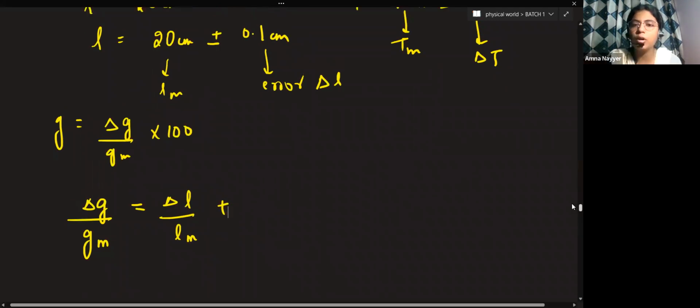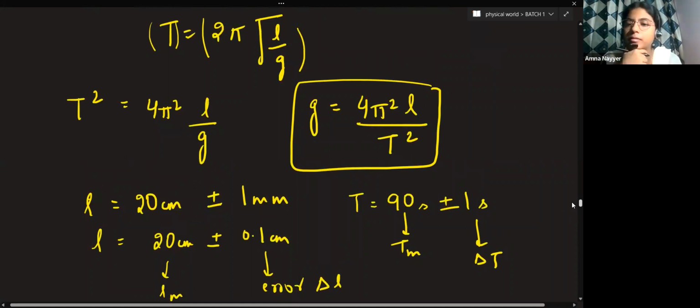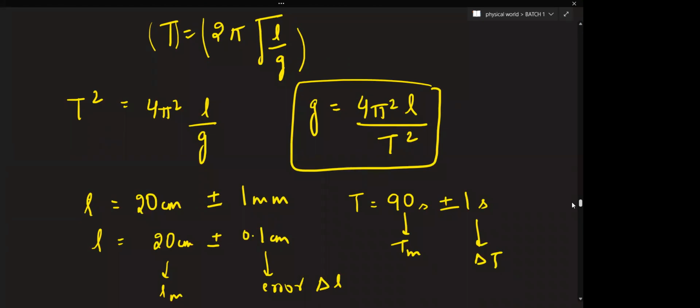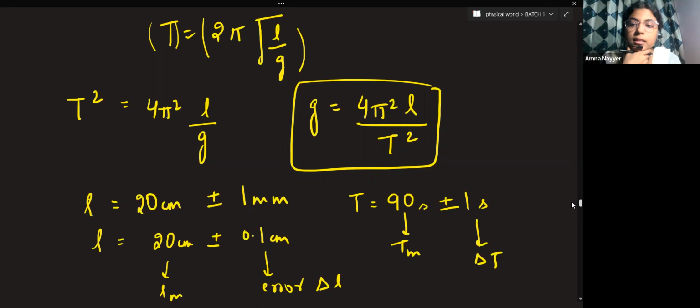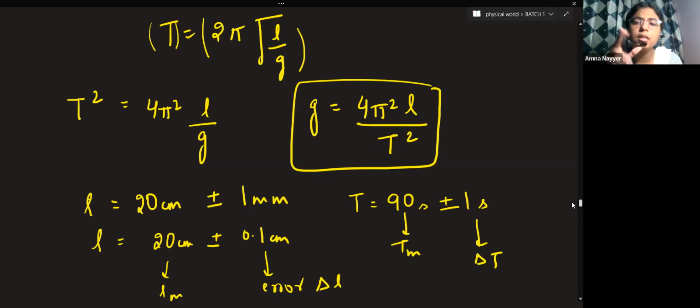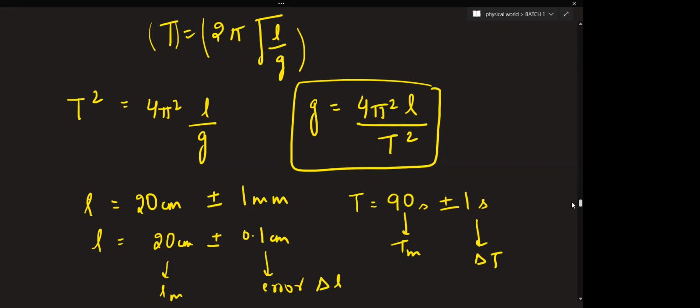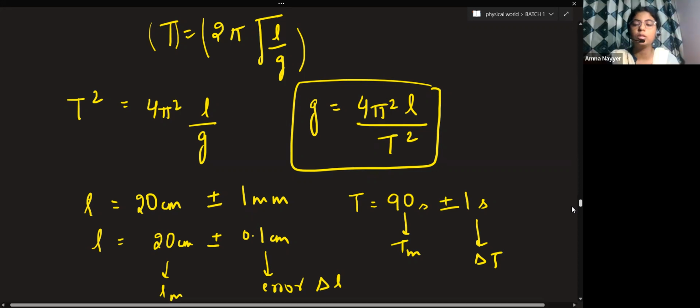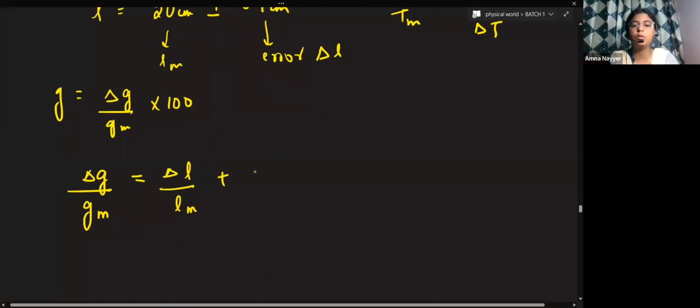You tell me for the time period, capital T. Look at this formula. Delta T by T. Do we have to multiply it with anything? Delta T divided by Tm, you were right. But will it get multiplied by anything? See the power of it. Yes, it will be multiplied by 2. So this will be simply 2 multiplied by delta T divided by Tm.